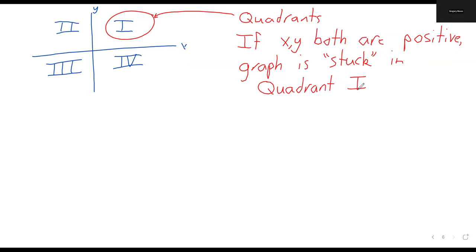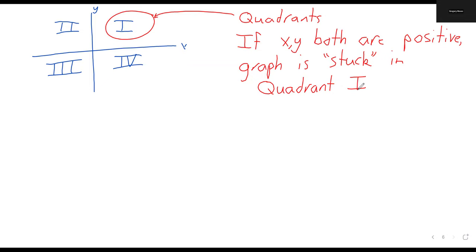And this doesn't always happen, but it happens a lot. You know, age, always positive. Weight, always positive. Revenue, always positive. Length, always positive. A lot of equations involve quantities that always have to be positive. And as I say, it doesn't always happen. Temperature is allowed to be negative. There's no reason temperature should be positive.